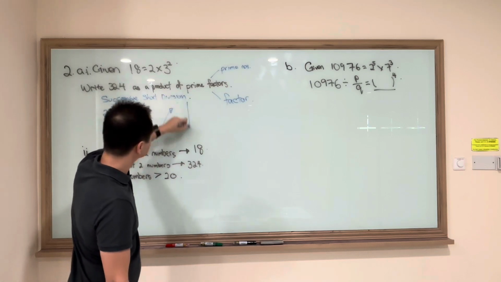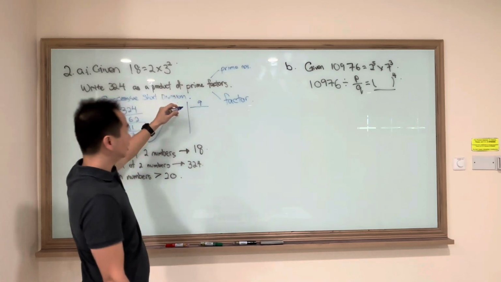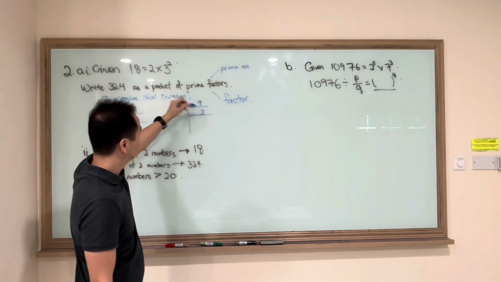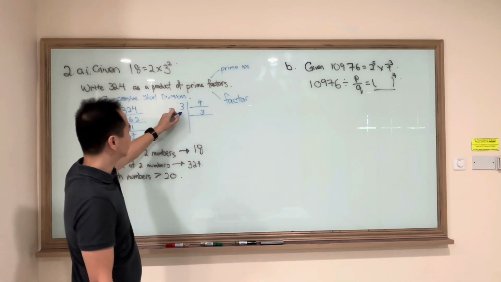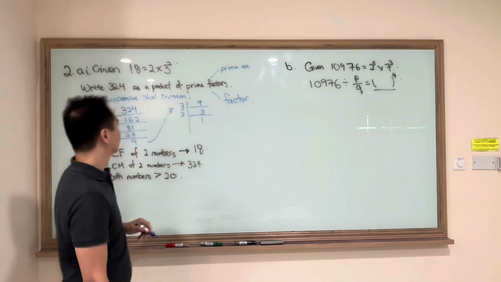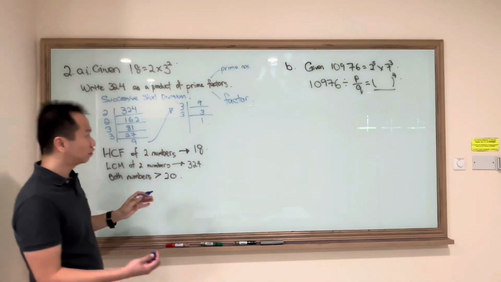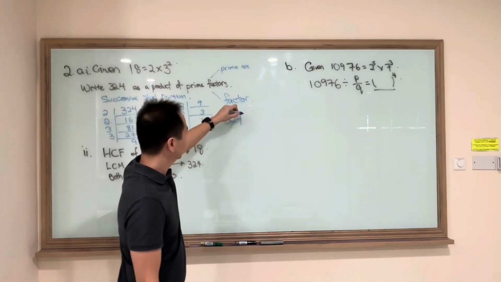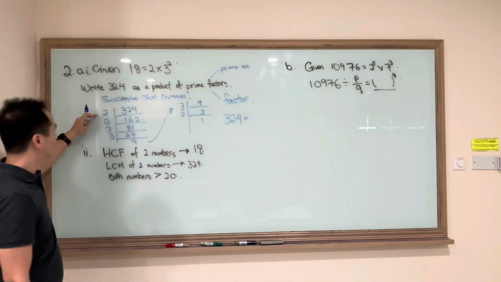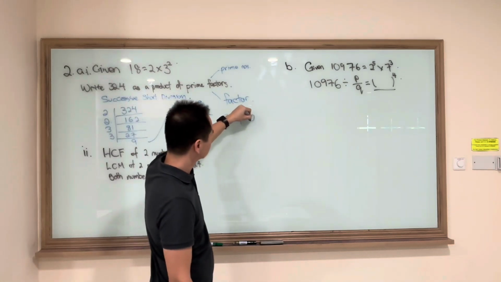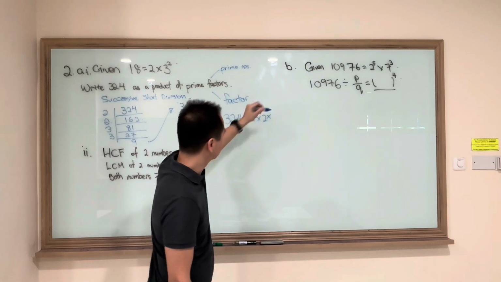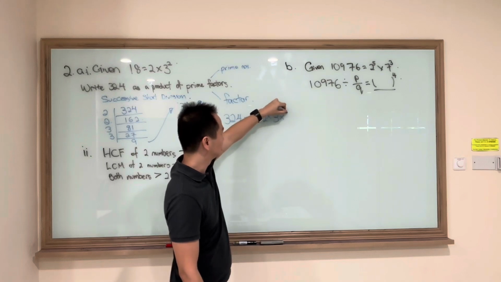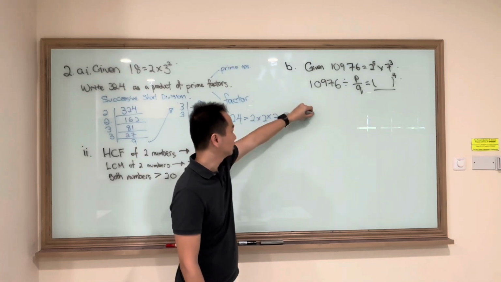So from 9, it's also divisible by 3. Then we get another 3. And then 3 itself is divisible by 3. So we get 1. So when you write it out in prime factorization form, 324 is equal to, how many 2s do we have? 1, 2, so it's 2 times 2. How many 3s do we have? 1, 2, 3, 4. So 3 times 3 times 3 times 3.